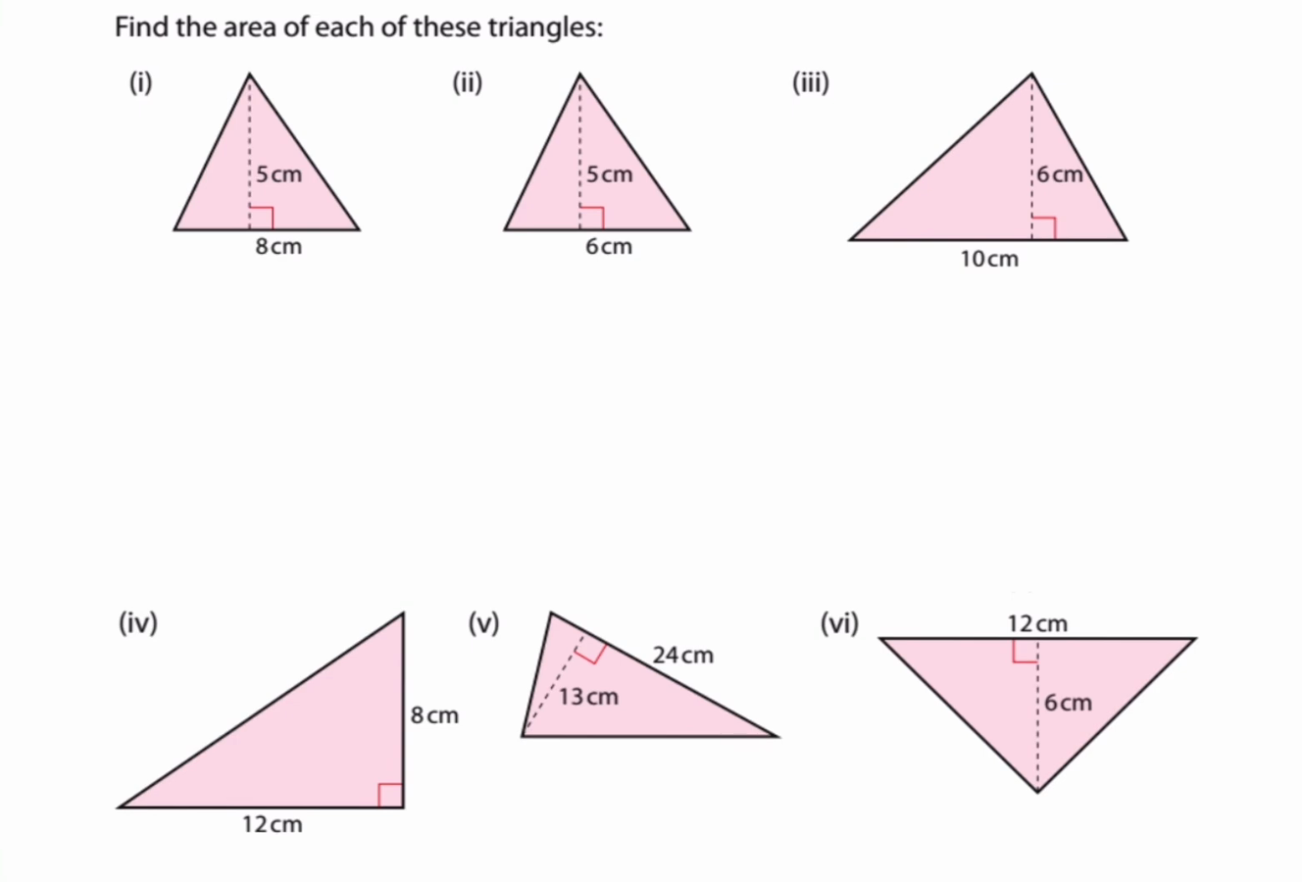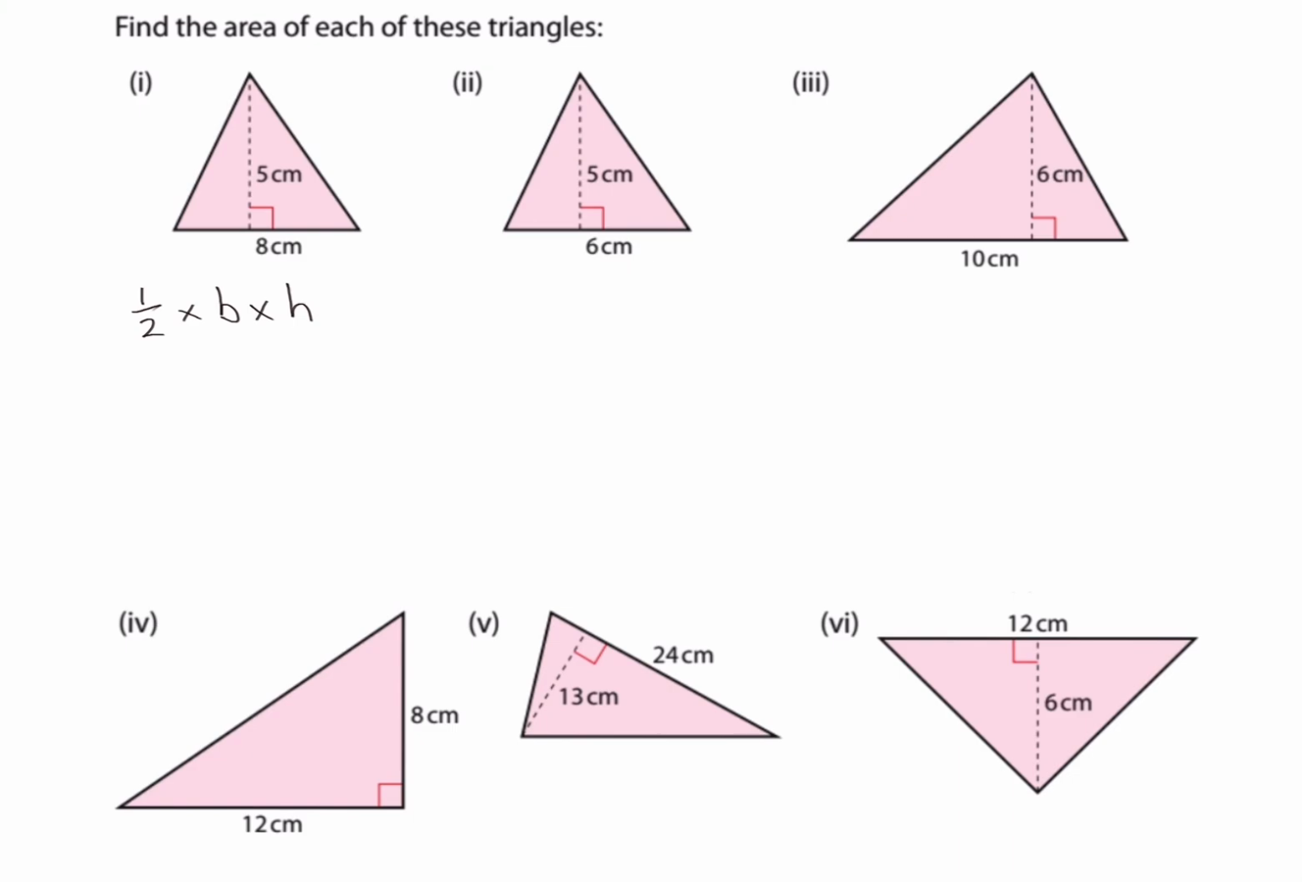You multiply, just have to get my pen ready for writing. So you multiply half multiplied by the base multiplied by the height. That is the rule for finding the area of a triangle. Okay, B stands for base, H stands for height.